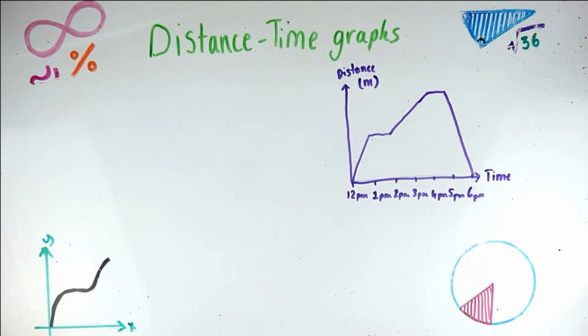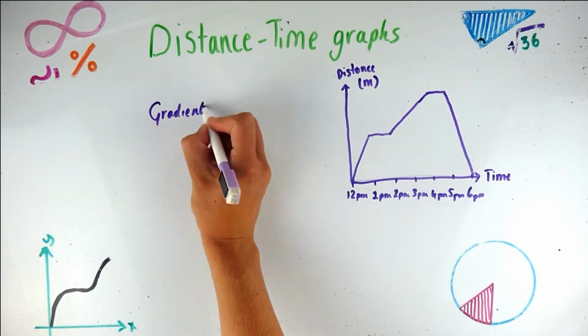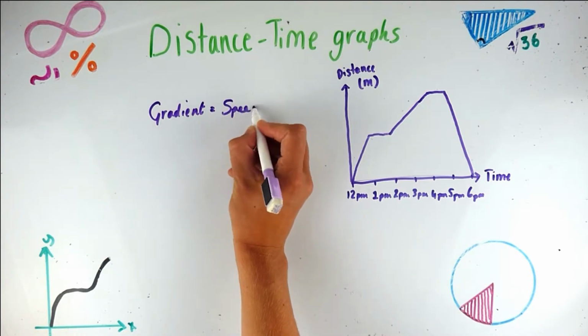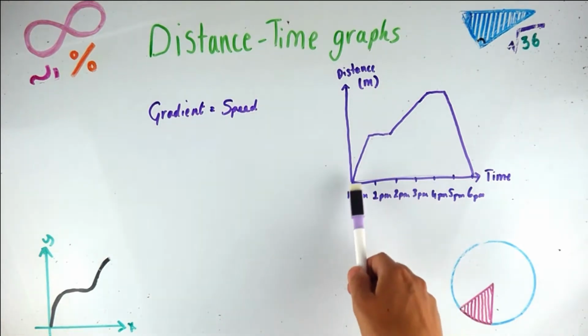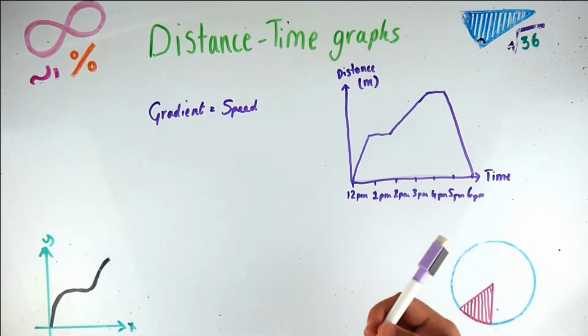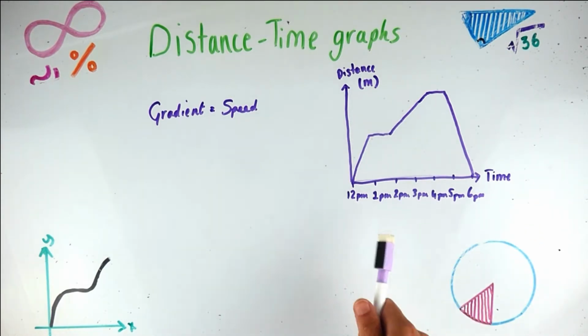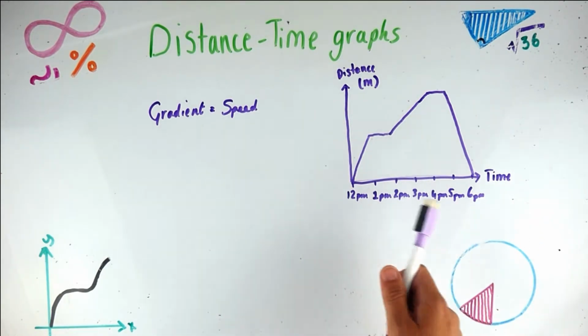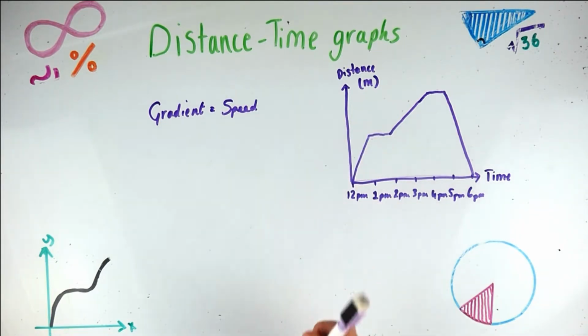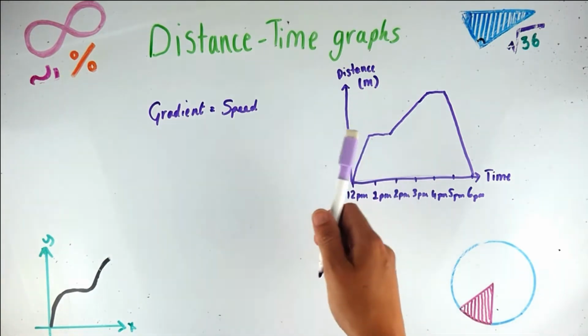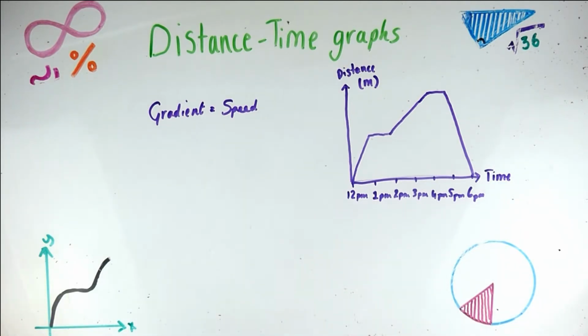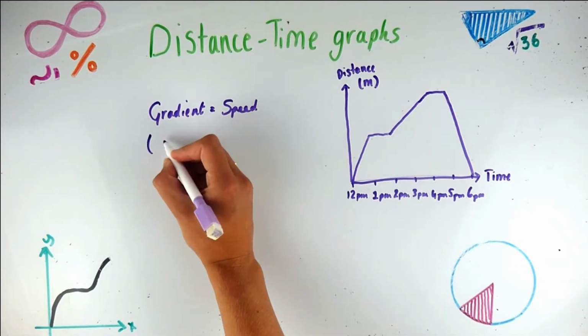So there's a few things to note when looking at these graphs, and the first one is that the gradient equals the speed. So anywhere on this graph, the gradient of a line will equal the speed at which whatever is travelling. So if this plotted the distance of a car against time, then the gradient of this line would give the speed of the car. And so consequently, if the line is steeper, if the gradient is therefore steeper, then whatever it is, is travelling faster. So I'll write that here.